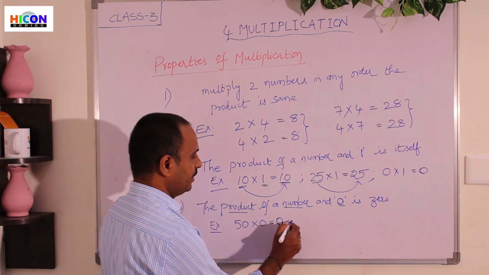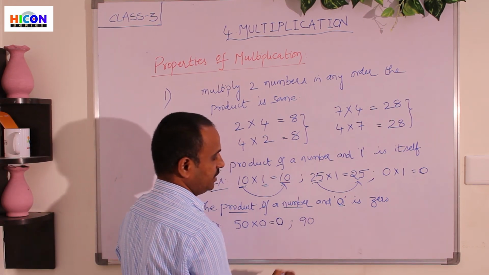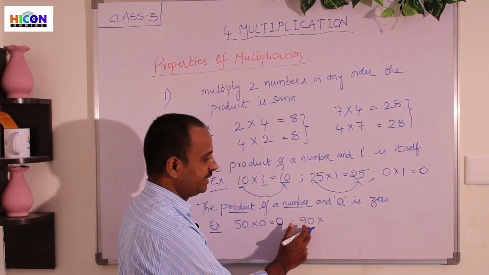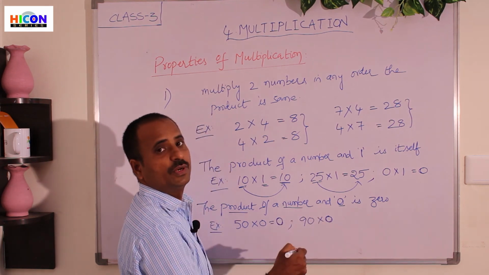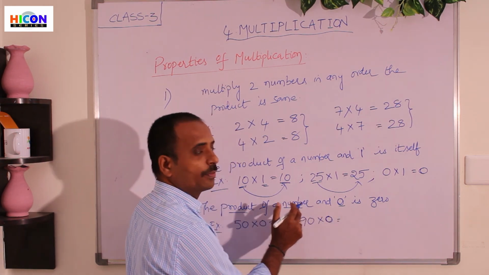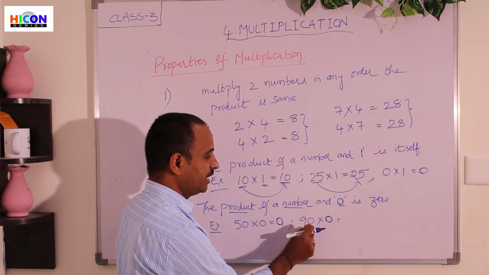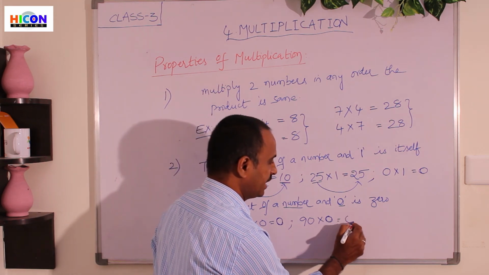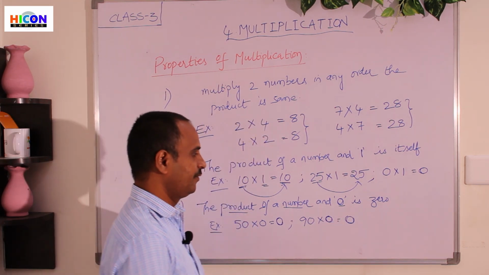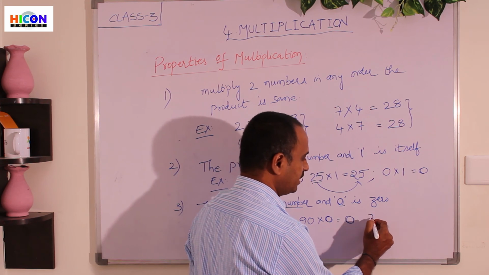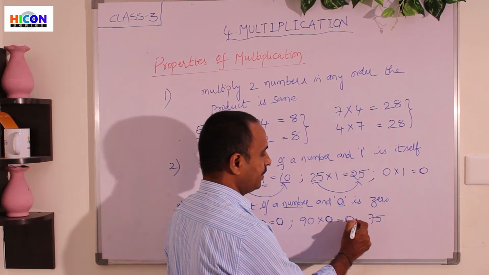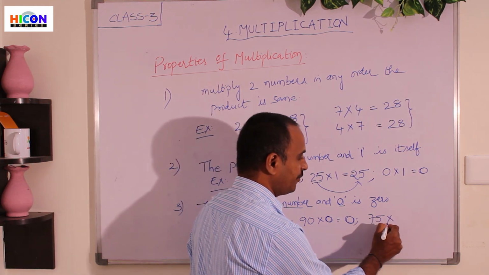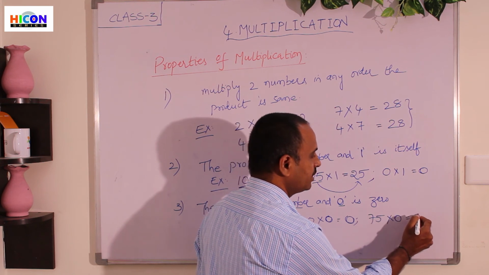And again, if I take 90. So here 90 is a number and I will multiply this number 90 with 0. So how much will you get? So according to this third property, if you multiply any number with 0, that means the product of a number and 0 is again 0. And if you take a number, that means 75. Here the number I will take as 75. And if you multiply this number 75 with 0, again you will get 0.